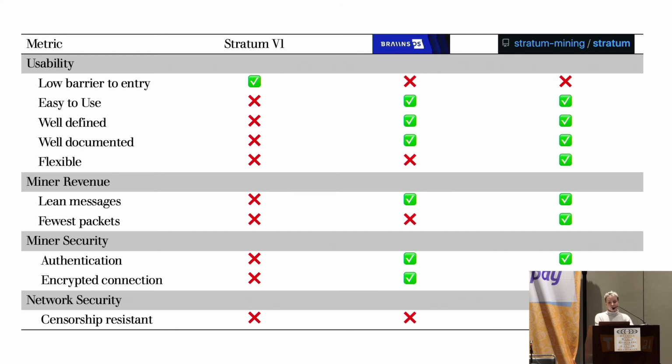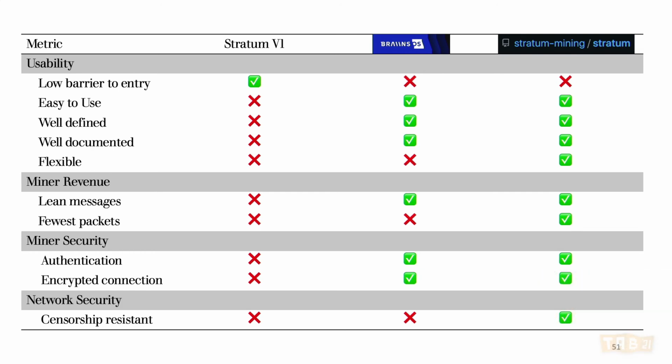So for the third-party firmware, it's difficult to install because of how the manufacturers operate, so we lose that low barrier to entry. It doesn't include the logic to do your own transaction set selection, so you still suffer from transaction censorship. And then you don't get as few packets as you would if you were using a proxy, but you still get a much more efficient protocol than if you were using the Stratum V1 firmware. So moving on to the proxy, we get everything we wanted except for that low barrier to entry metric.